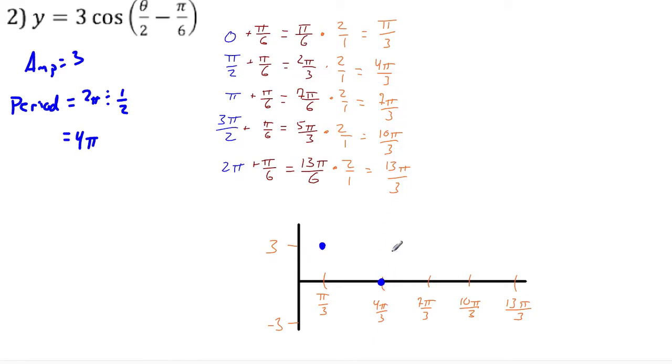When I plug in 4 pi over 3, I'm going to get pi over 2. Cosine of pi over 2 is 0. When I plug in 7 pi over 3, I'm going to get pi. The cosine of pi is negative 1, and the amplitude 3 times negative 1 is negative 3. Completing this for the other values. It's not easy to draw on this scratch pad I'm using, but I do the best I can. We can see that this is one period of the wave.